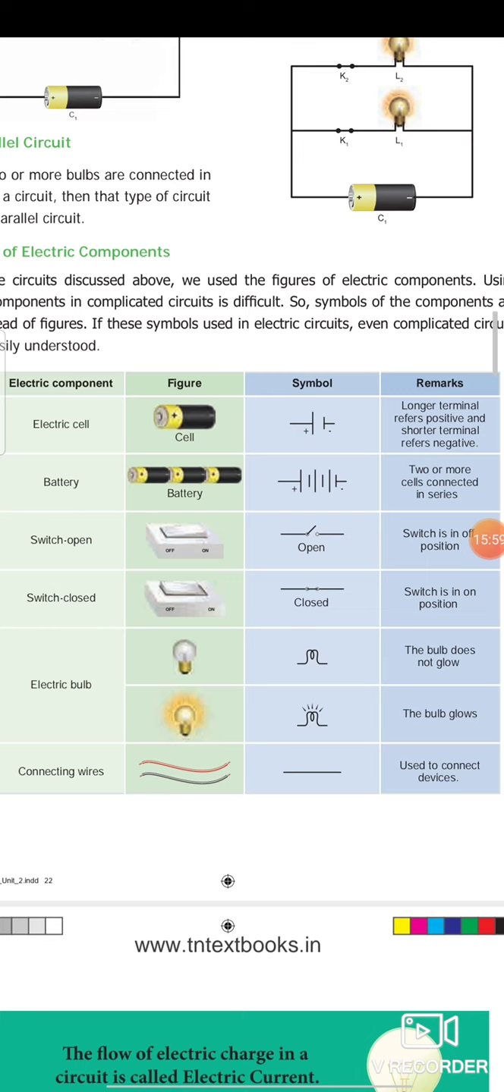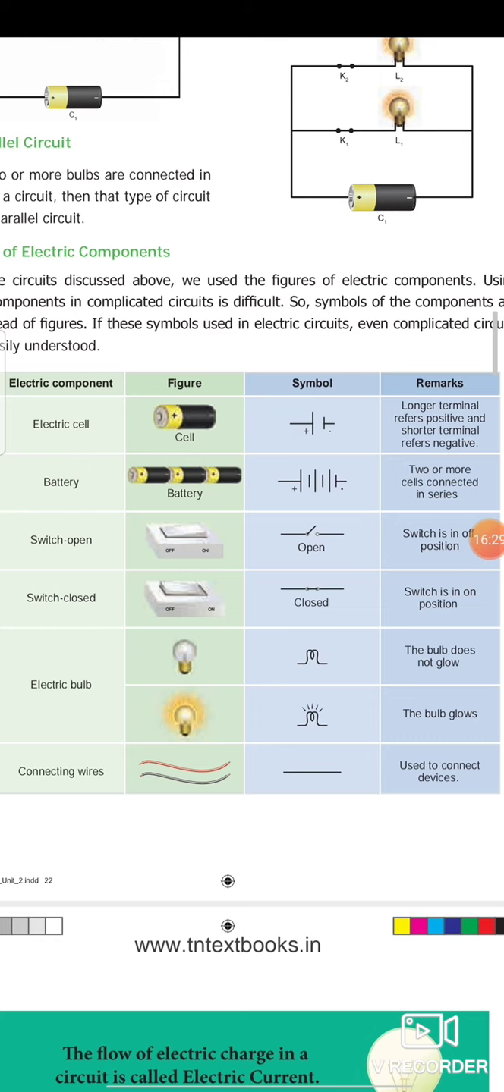Then electric bulb. Electric bulb, if it is not glowing, just a coil symbol will be drawn. The bulb does not glow. If the bulb is glowing, sun rays may be drawn. The bulb glows. Connecting wire. You have seen the connecting wire at your home, but a simple line can be depicted as the symbol for the connecting wires.